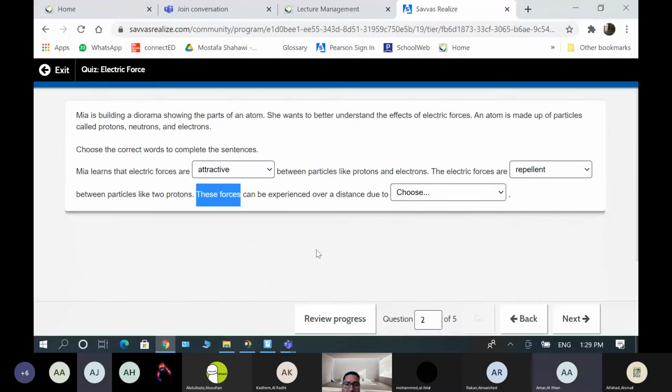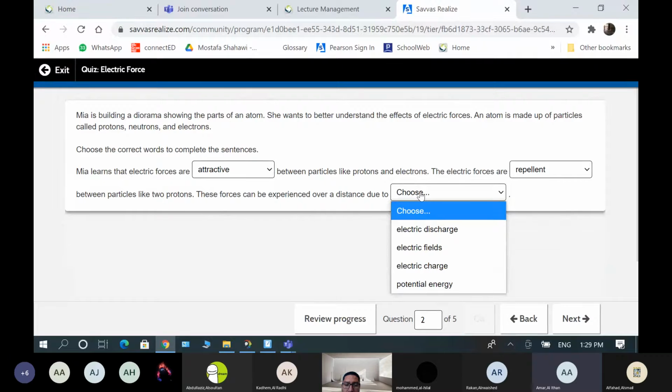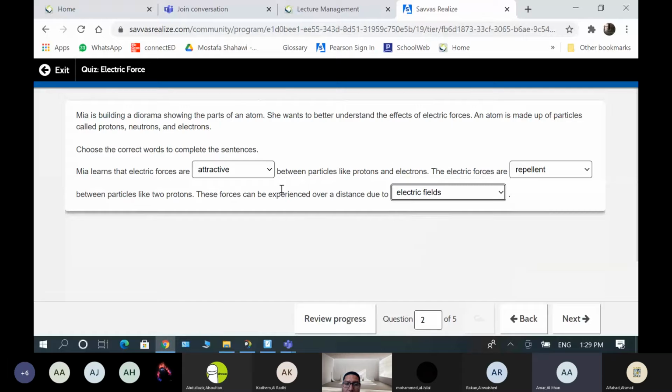This force can be exerted over a distance due to electric fields. Electric field, because these are called non-contact forces. They have an electric field, and that's why they can act over distances.